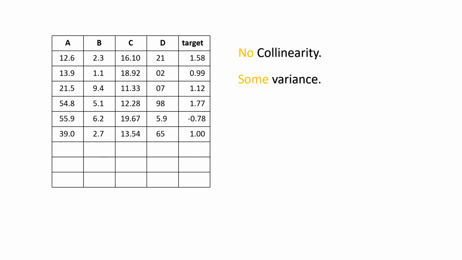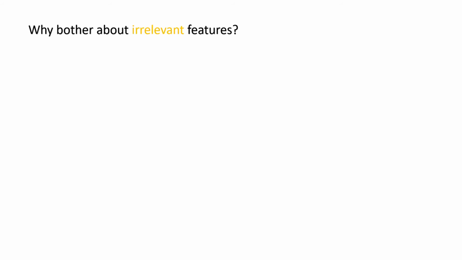So there is no possible way in which you will be able to identify this, no matter how much you try to find the variance or check the collinearity. So this is one problem that exists a lot, and this is where we are going to focus most of our video. Okay, so why bother about irrelevant features?